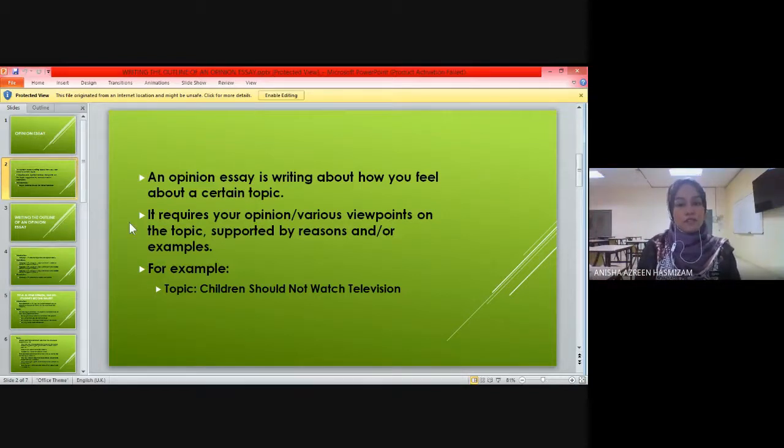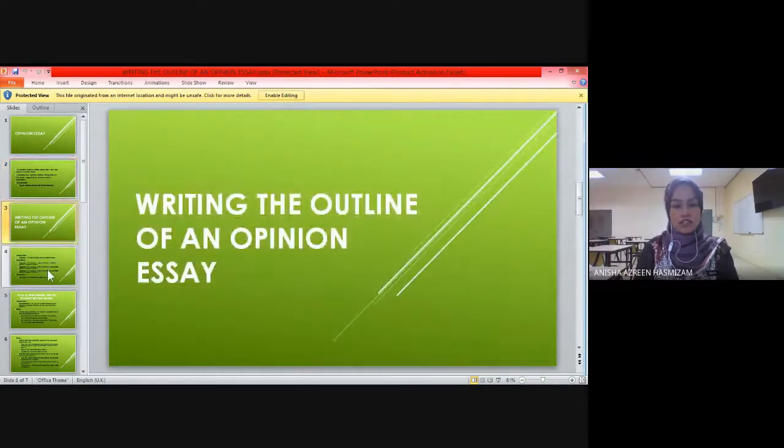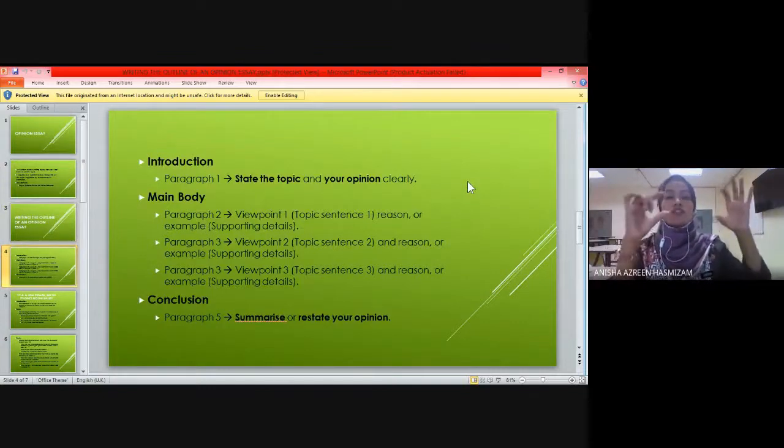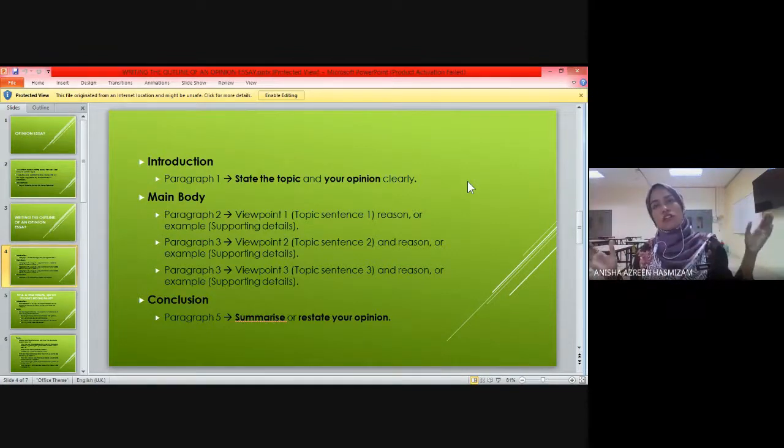Okay? So writing the outline of an opinion essay. Okay, so basically macam yang saya ajar sebelum ni, how introduction to paragraph 1, you have to have a thesis statement. Okay, you have to state the topic and then your opinion. Biasanya itu adalah dalam thesis statement macam mana saya cakap tadi itulah. Your pendapat tentang tajuk tu, apa sebab-sebab dia ke, kenapa.